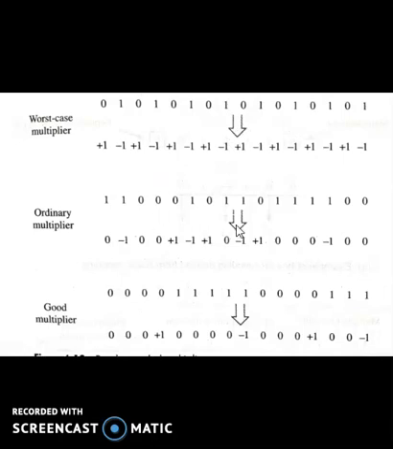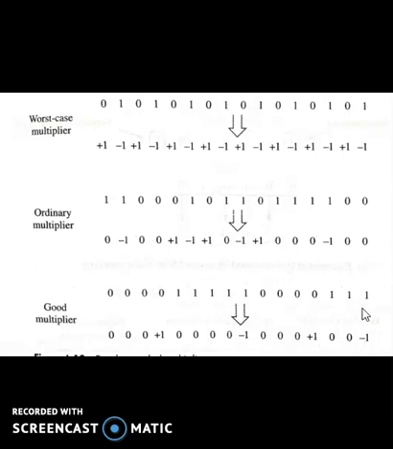And as we are dealing with the ordinary multiplier, we are moving from 0 0 0 0 0 0 to 0 1 minus 1. So a smaller number of plus 1s and minus 1s are generated here, so it is an ordinary multiplier.